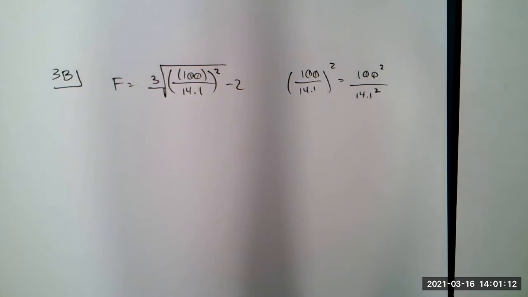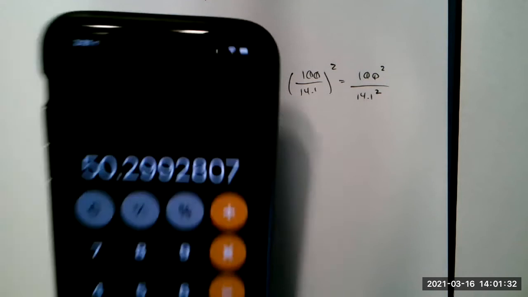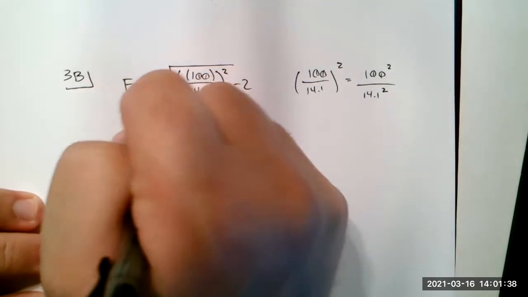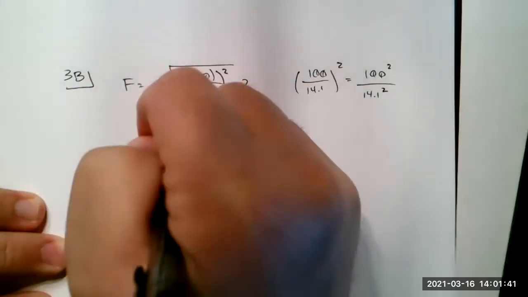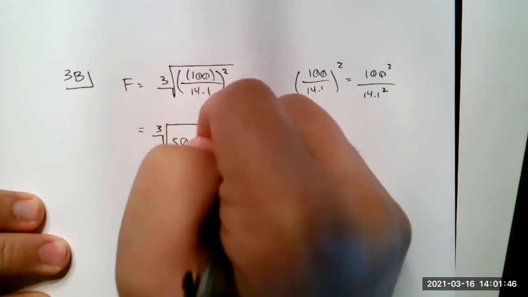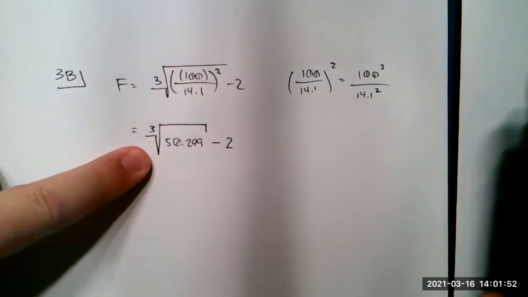So if I start working this out, 100 divided by 14.1, I'm just using my calculator. 100 divided by 14.1 is a nasty decimal. All I'm going to do is square that. So that decimal squared is this nasty decimal. So what I have now is F equals the cubed root of, I'll keep 3 decimal places just in case, 50.299, and then minus 2. So now I will take the cubed root of that number.